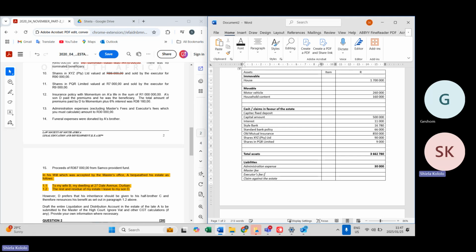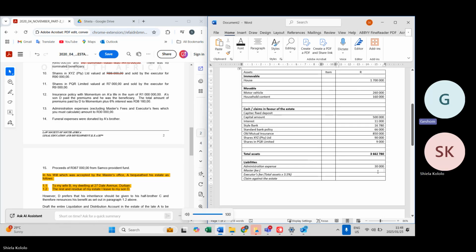So tell me, how much is the executor's fee? I'm going to use 3.5%. Yes, perfect. So you are going to take your total assets times 3.5%. That's your executor's fee. So please calculate it and give me the amount. What about this 30,000? No, remember the 30,000, they already gave us that, in administering the estate, this is what we incurred. So the 30,000 is fine. And then they tell us that excluding this and this, which you must calculate. So now we must calculate master's fee and executor's fee.